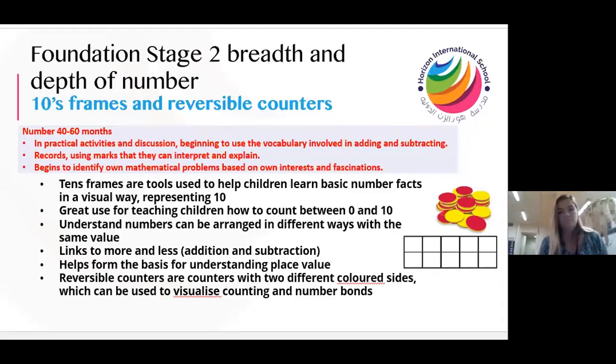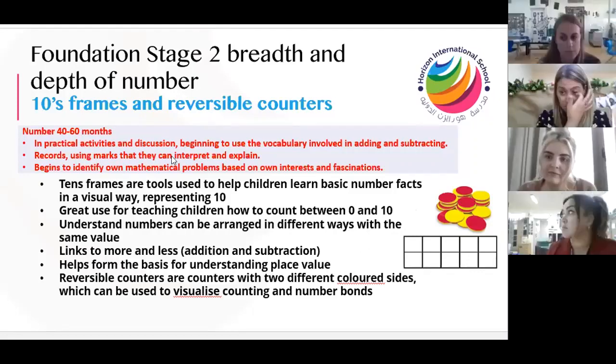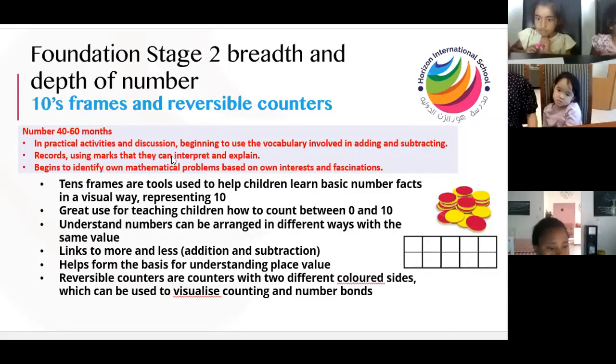And we use these in class with actual different objects we put in. So we put counters, we can put marbles, anything like that. And it's basically just to help children visualize and represent 10 in different ways. It's great for counting. It's great for looking into more and less. So addition and subtraction. So you can add more objects, you can take them away, and that'll help them visualize 10.